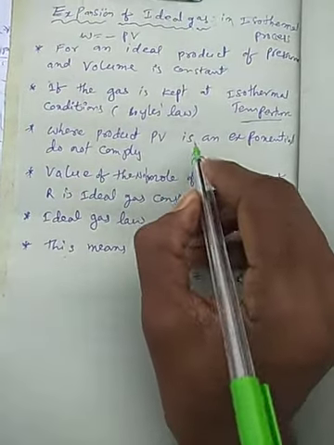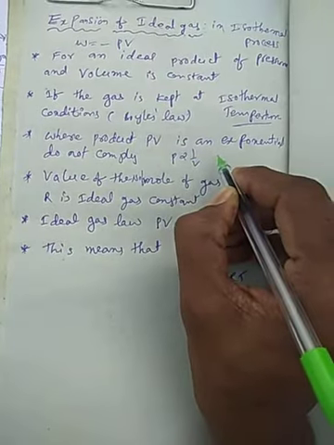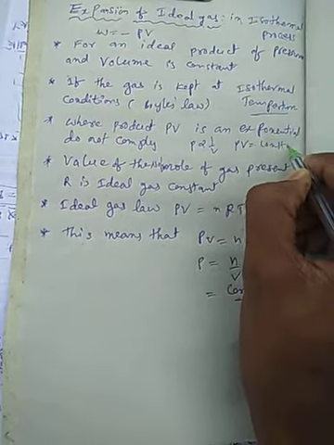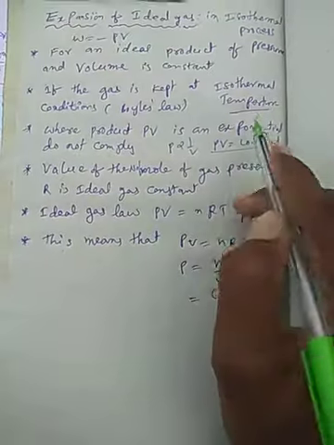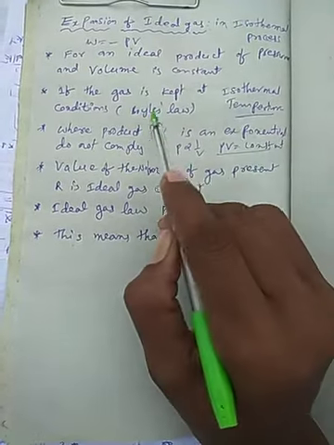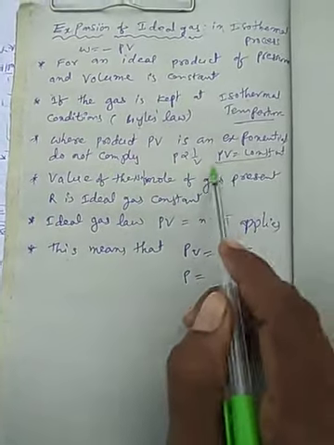From the ideal gas we can write P is inversely proportional to V, so PV we can take as constant at constant temperature. This is known as the isothermal process, and it is called Boyle's law. PV is equal to constant.